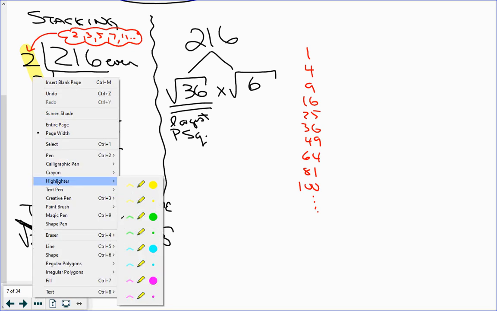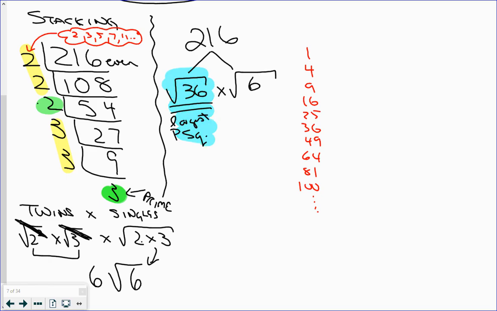Now all you have to do is one more step. What is the square root of 36? 6. And then you just bring this down. Same answer. Okay? So the perfect square way is a lot faster, but you must use the largest perfect square. That is the condition on that question. Whereas stacking takes a little longer, but it's almost like you get to turn your brain off because you're just working with much smaller numbers.